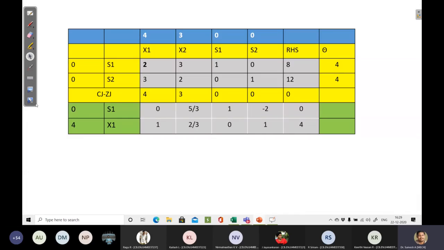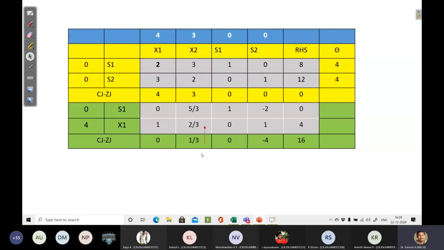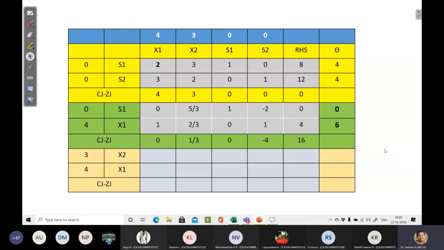So I have chosen to replace S2. So S2 is replaced by X1. Done, the iteration. Again, Cj minus Zj, I got a positive here. So for that positive value, again I have to find the replacement ratio. So 0 and 6. So 0 is the lowest value. The lowest value is taken, and we go to the next iteration. In that case, S1 is replaced by X2. So I did the second iteration.